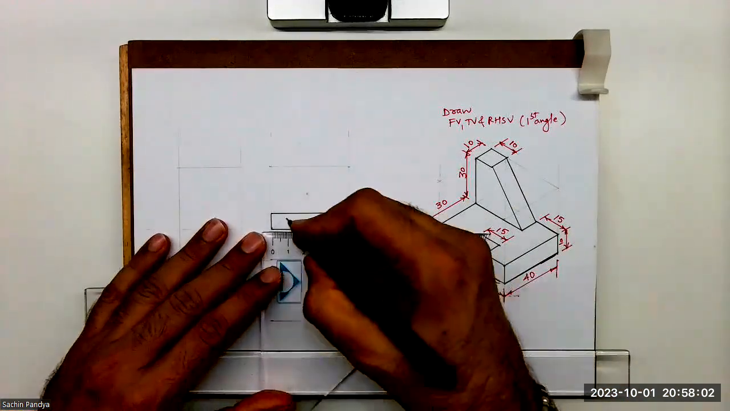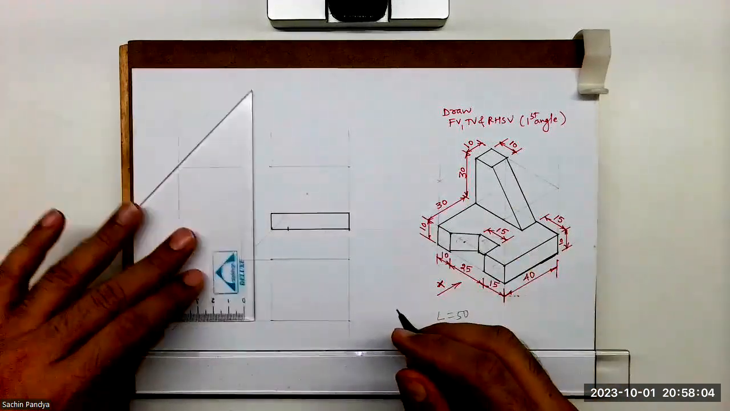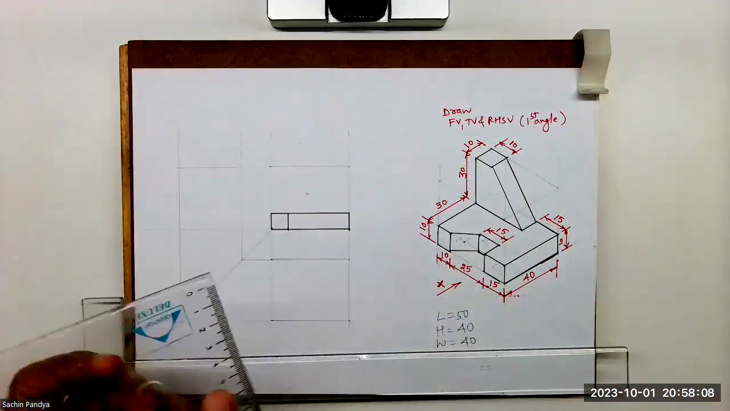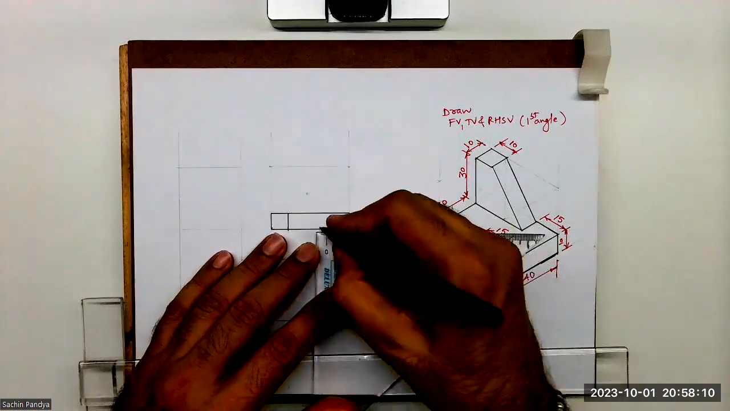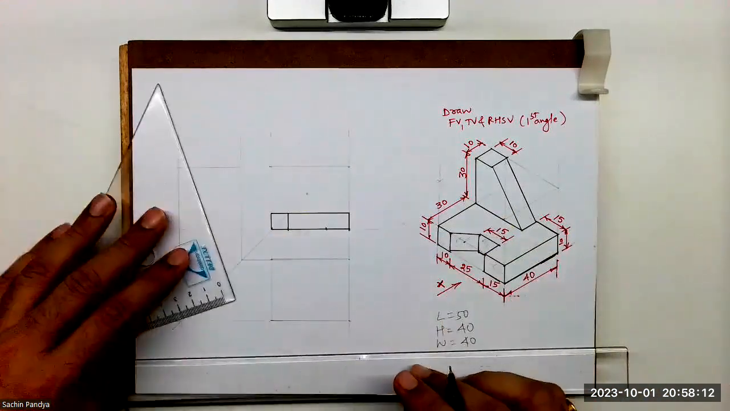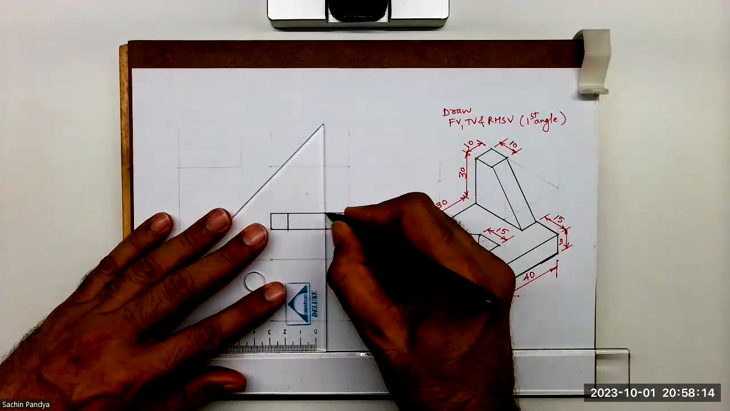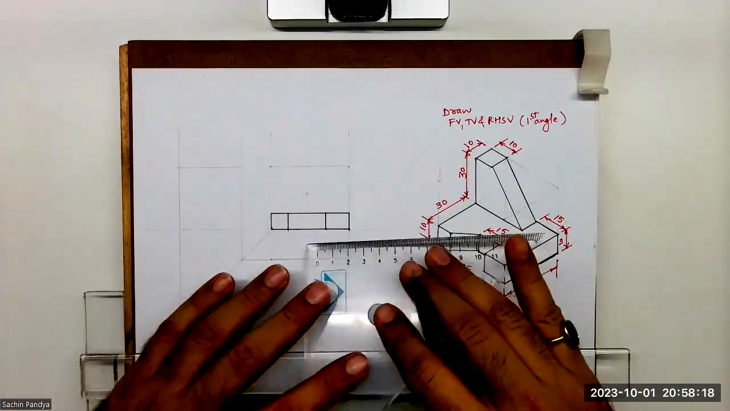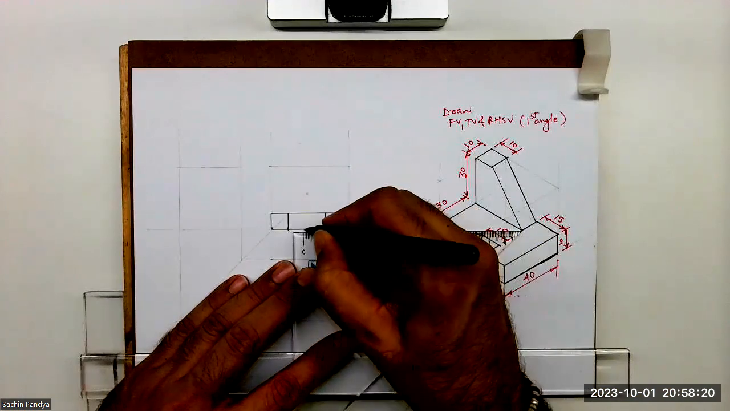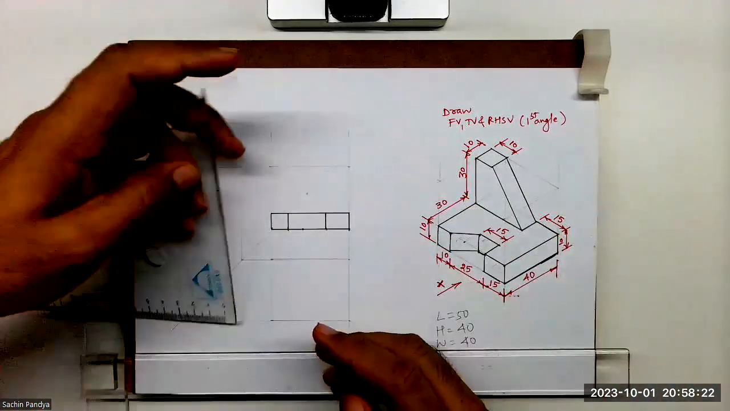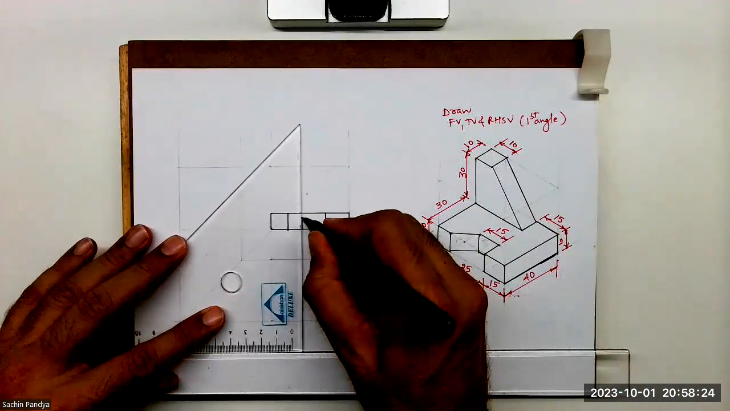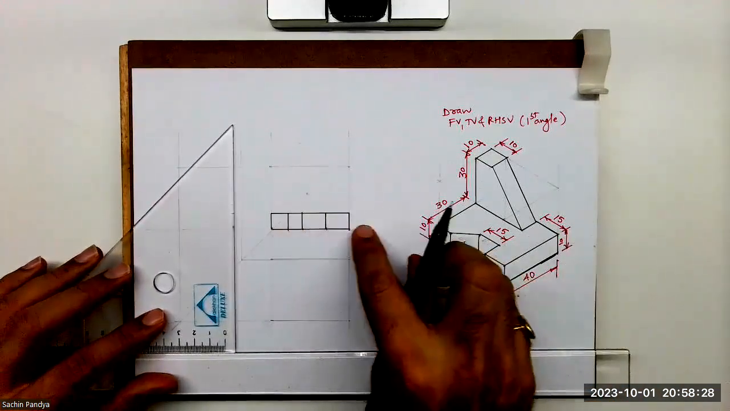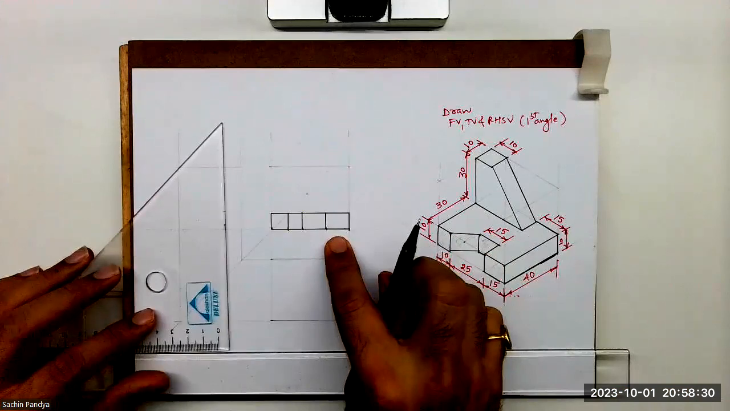Now this is again 10. So I can take 10 from here. Draw a vertical line. This is 15. So you take 15 from here. Draw a vertical line. Then again, how much is it? 15. So again, you mark 15. You draw a vertical line. So this way it is done. 1, 2, 3, 4 rectangles you will see in the front view.